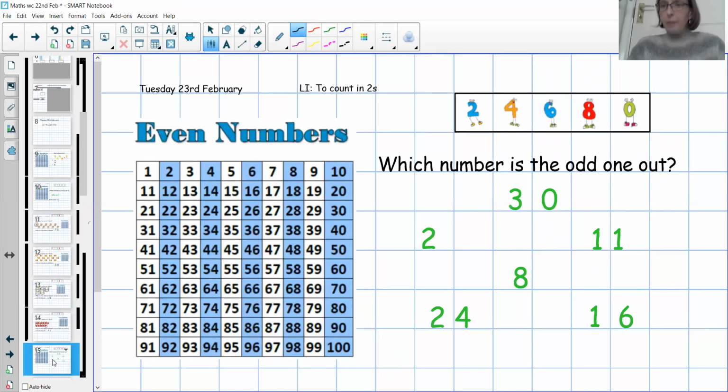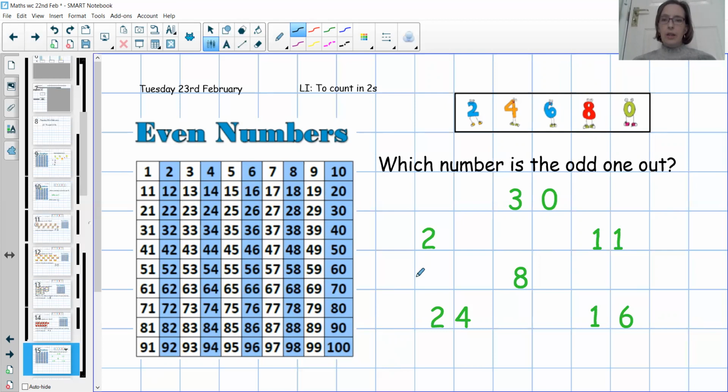Okay, so here we go. Well done, everybody. It's been a quick lesson in counting in 2s. Remember, any number that we will say, those even numbers, when we're counting in 2s, will end in a 2, a 4, a 6, an 8, and a 0.